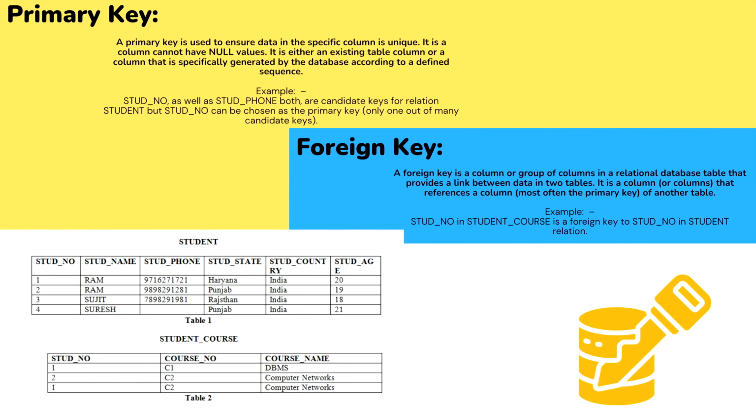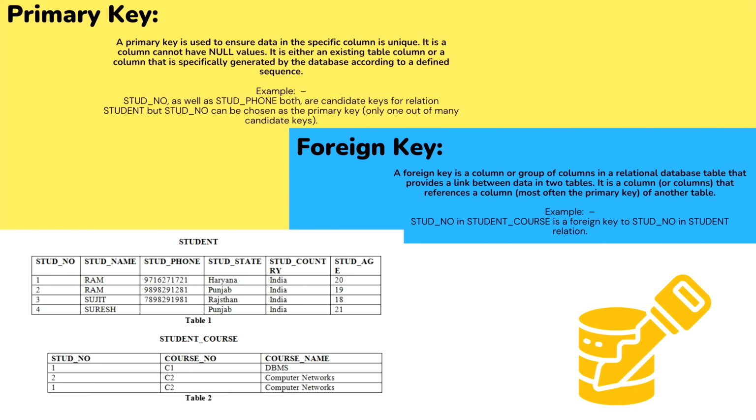Before going into the fact and dimension table, we will get to know what a primary key is and what a foreign key is. It's just a brush up. I am sure you already know the key differences between a primary key and a foreign key. It is for someone who is very new to the data field. A primary key is used to ensure data in the specific column is unique.